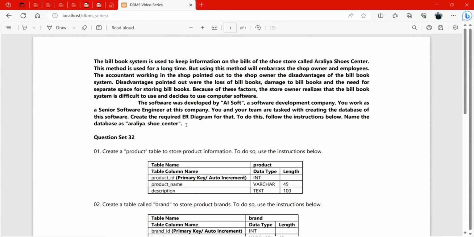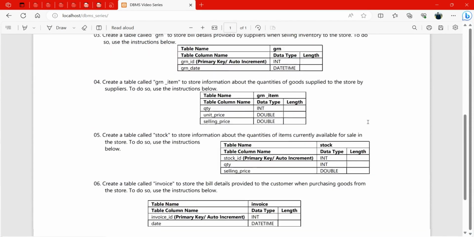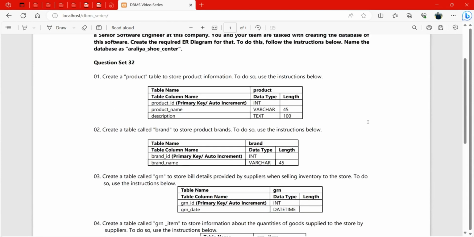In the previous video, that means in question set 31, we studied the main question. When we look at the question set, they have given the tables and also the details that should be in the tables. So let's see these questions one by one. First of all, they have told us to create a product table to store the product information, and then to create a table called brand to store the product brands.